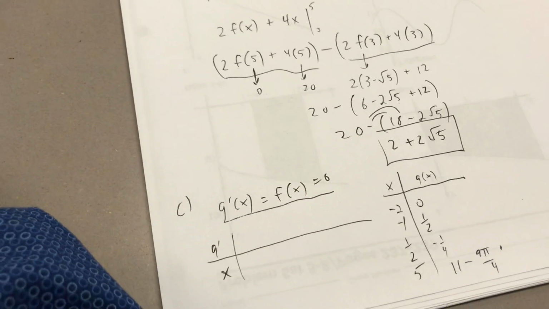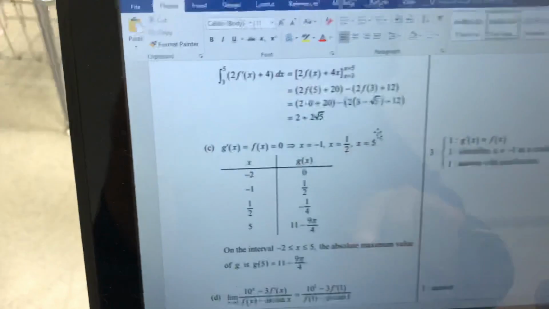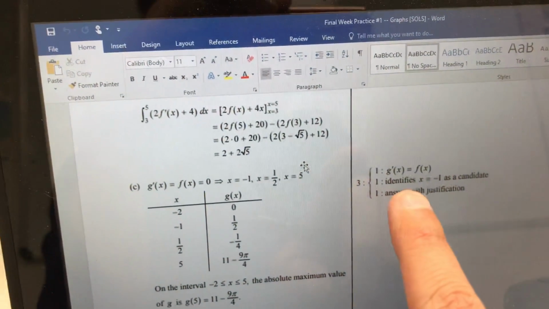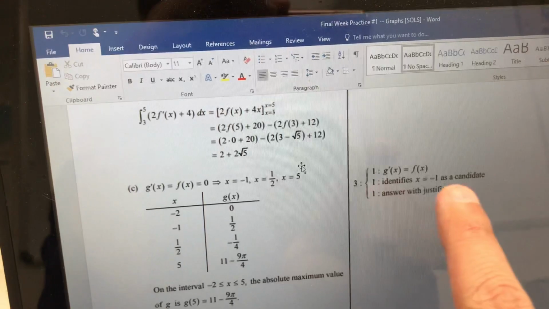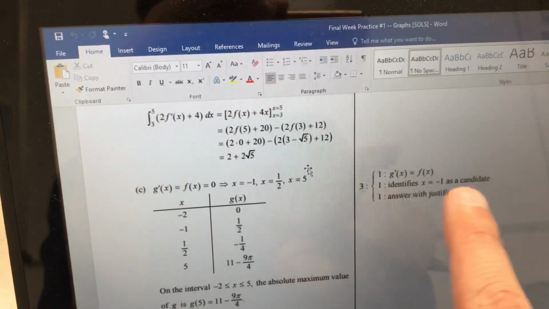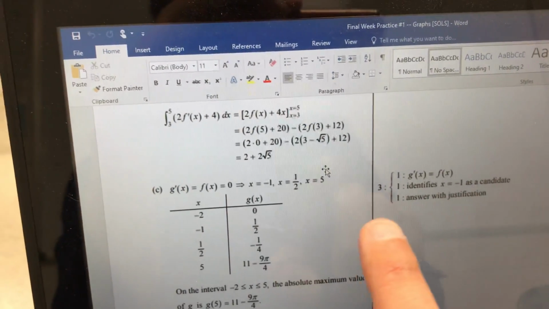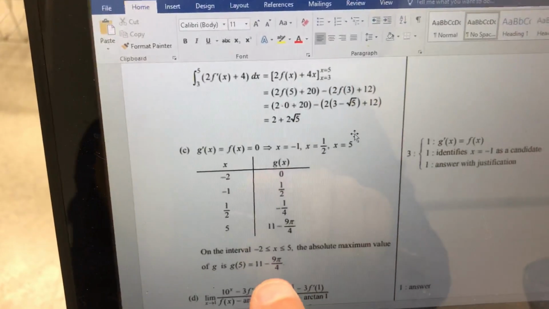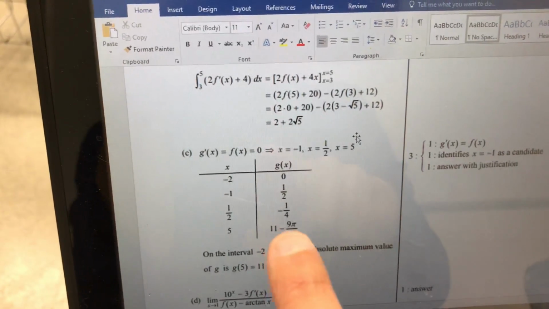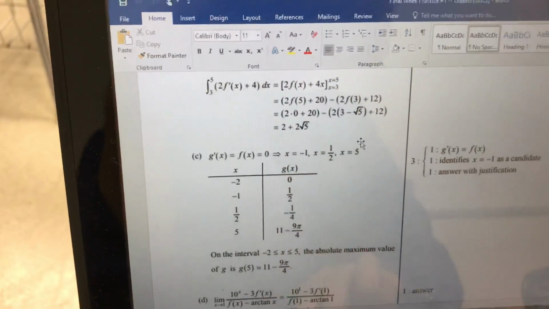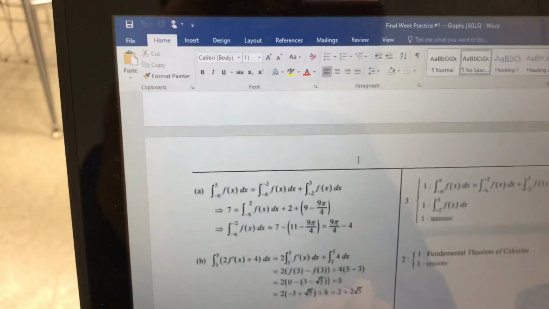So let's take a look at their answer here. Notice, they check the candidate values here. You get a point just for saying that G prime is the same thing as F. Including -1 as one of your possibilities apparently gets you a point. And then your answer here, notice that the maximum value, and again, they're talking about a y value when they talk about a value of a function, is that 11 minus 9 pi over 4. Okay, so good number of points there.